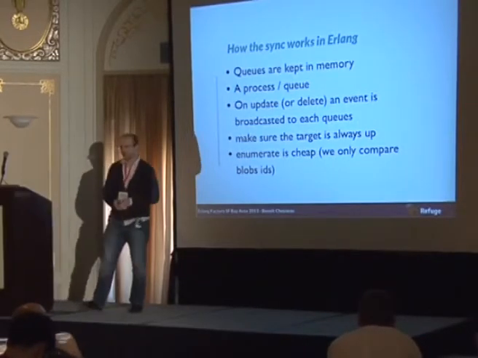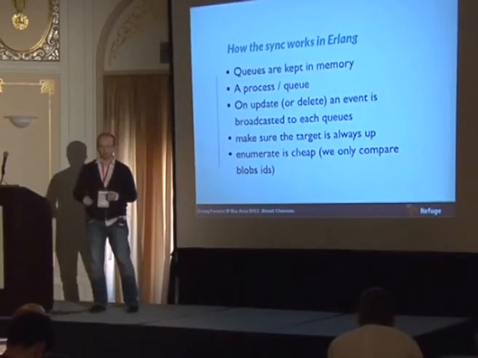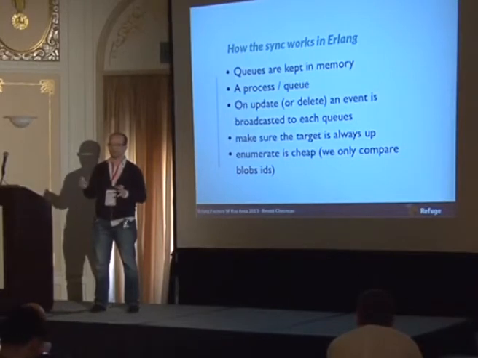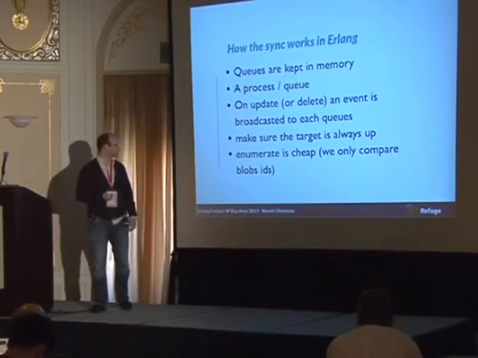So enumerating is cheap because we are only storing IDs in memory, so we don't care much. If you want to enumerate rather than having your changes in real time, you can just enumerate along the IDs.